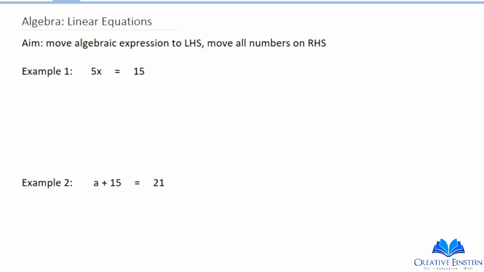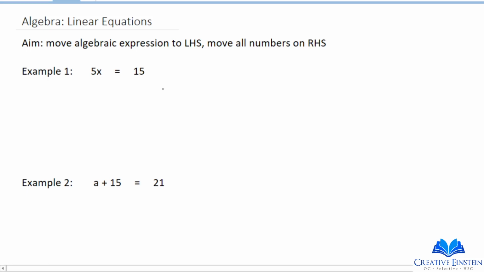So this video is going to look at linear algebraic equations, and we're going to go through a few worked examples of different variety. The aim of solving a linear equation is to move all the algebraic expressions to the left hand side and move all the numbers to the right hand side.